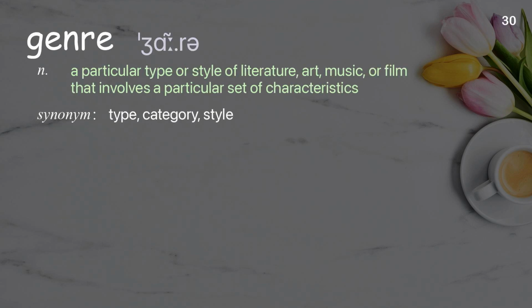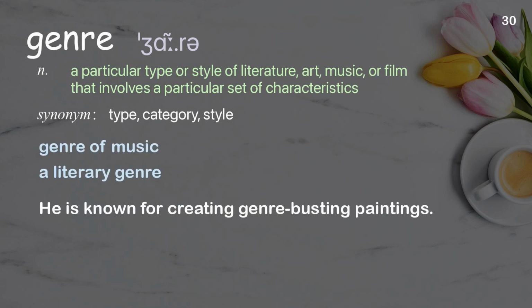Genre. A particular type or style of literature, art, music, or film that involves a particular set of characteristics. Examples: Genre of music. A literary genre. He is known for creating genre-busting paintings.